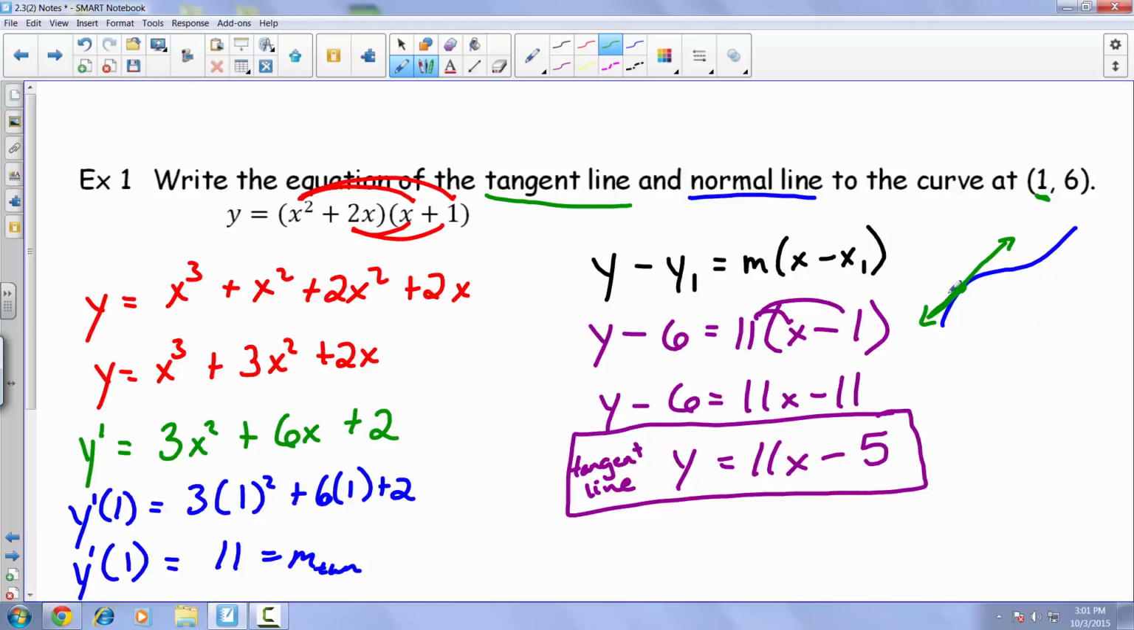A normal line says that we're going to go through that target point and be perpendicular to our tangent line. And as a result, that's why we're going to literally take the perpendicular of our slope. It still has to pass through that target point though.